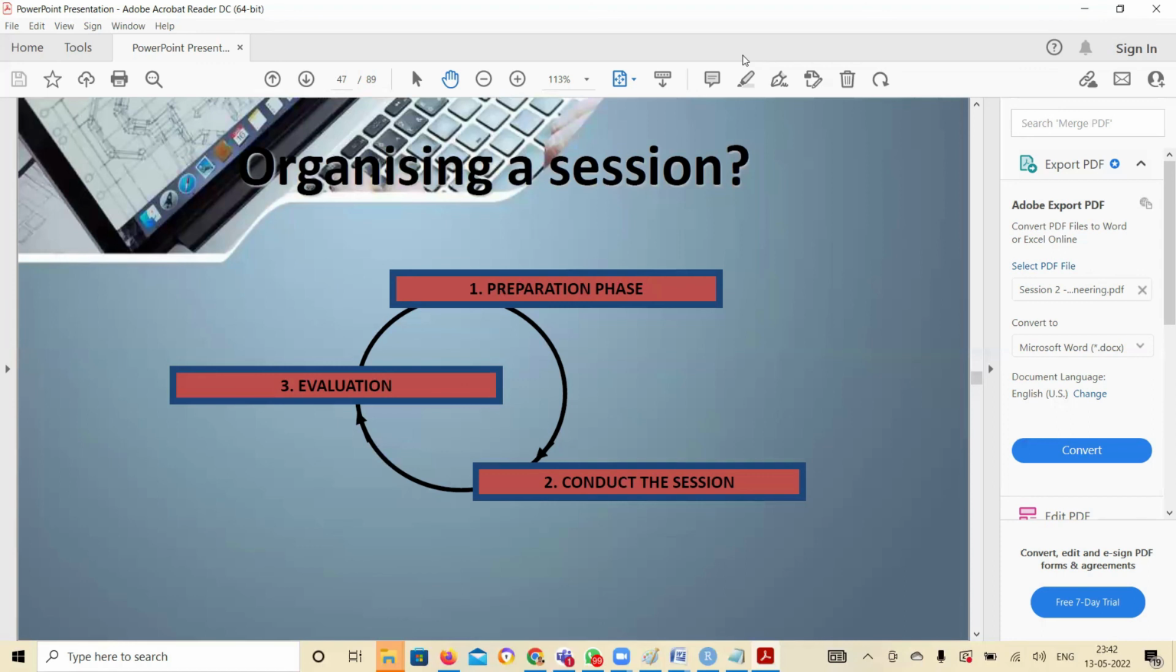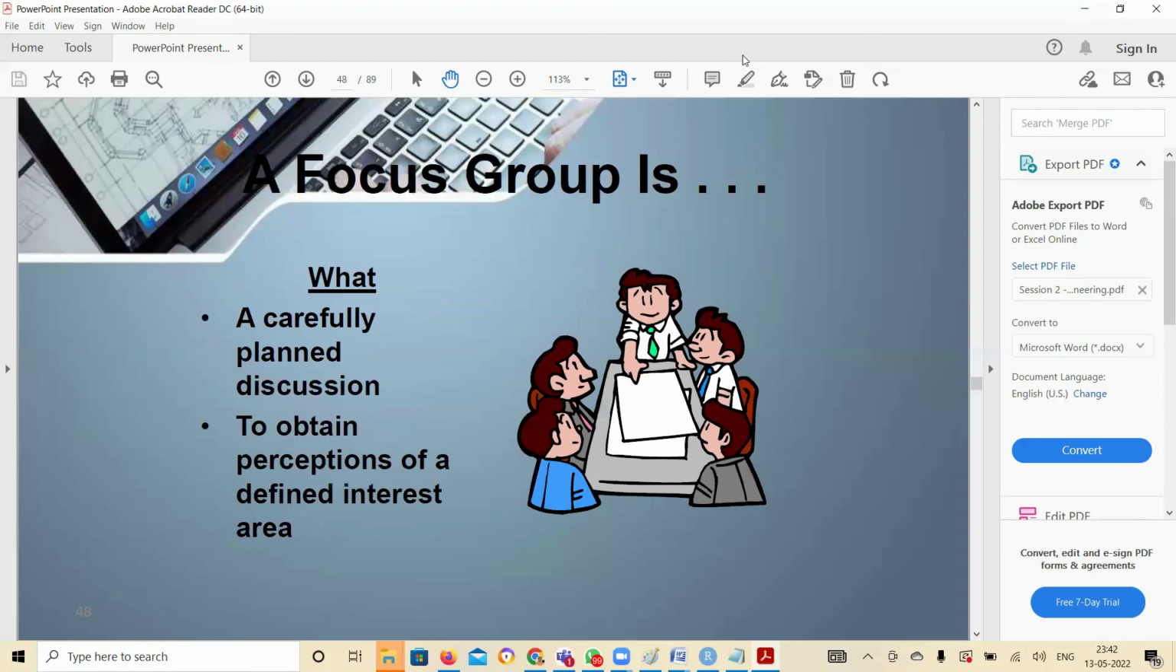I'll tell you the weakness. Benchmarking will tell you the weakness, where you are lagging. But brainstorming will give you innovative solutions. The third technique that a BA uses is called focus group.